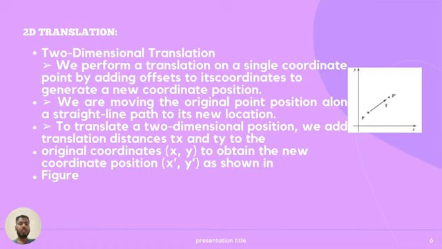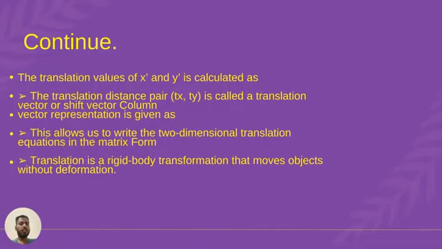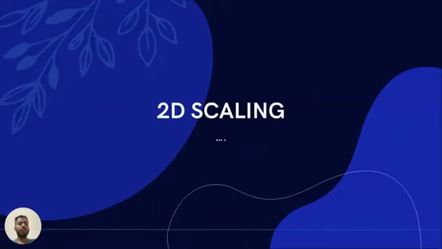We add translation distances tx and ty to the original coordinates x and y to obtain a new coordinate position x dash and y dash, as shown in the figure. The new values x dash and y dash are calculated using the distance pair tx and ty, called the translation vector or shift vector column. Its representation is given as x dash and y dash. This allows us to write the 2D translation equation in matrix form. Translation is a rigid body transformation that moves an object without deformation.